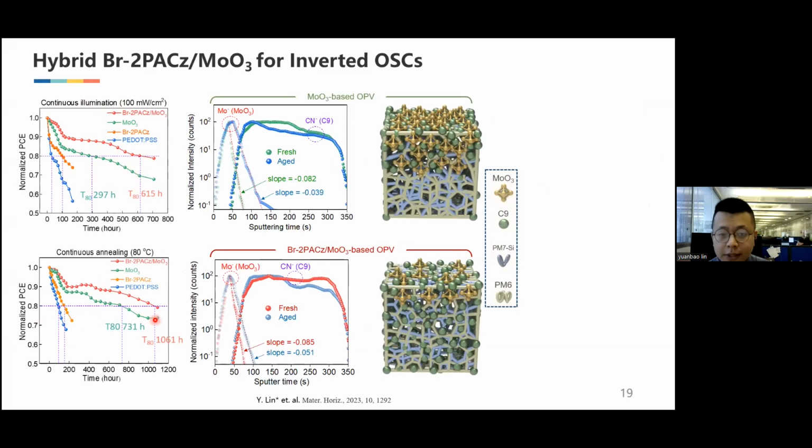We tried to use ToF-SIMS to detect the distribution of the donor, acceptor, and molybdenum oxide in the OPV device. As you can see, the molybdenum oxide moves into the photoactive layer after the stability test. But with the Br-2PACz, it can partly block the molybdenum oxide from diffusing into the photoactive layer. Also, because the Br-2PACz can change the surface energy, after aging, the distribution of the donor and acceptor is more homogeneous as compared to the molybdenum oxide-based device.